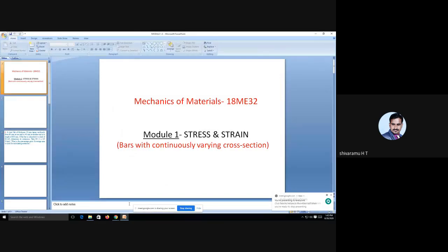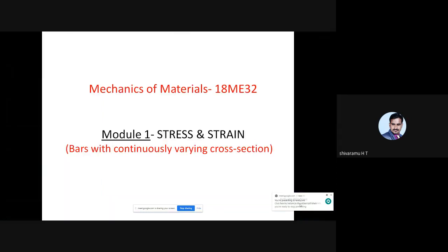Greetings of the day. So today we are going to discuss in module 1, stress and strain. In that we are going to discuss a few problems on bars with continuously varying cross section. Bars with a continuously varying cross section.